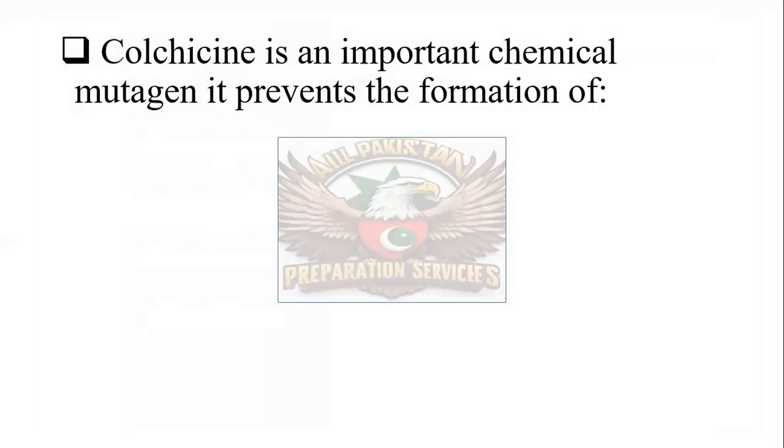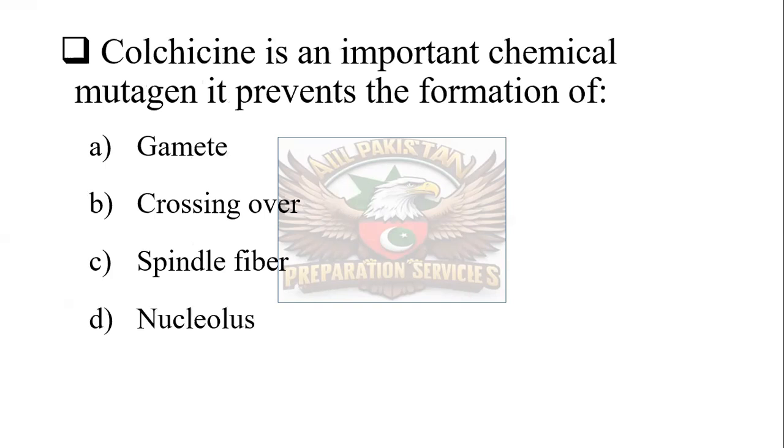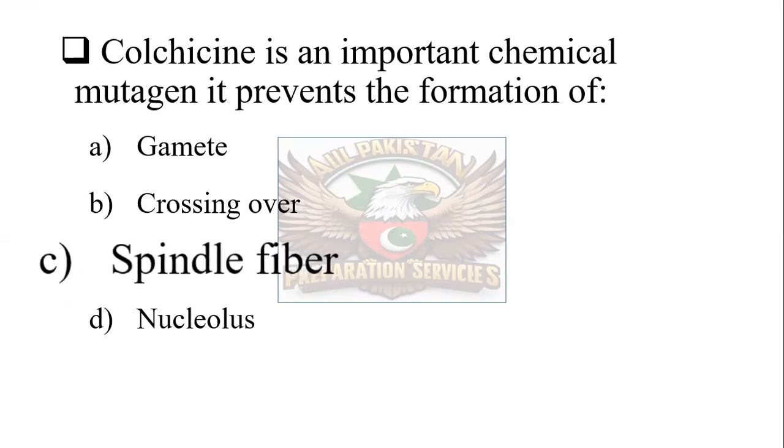Next question: colchicine is an important chemical mutagen. It prevents the formation of gamete, crossing over, spindle fiber, or nucleolus. The correct one is spindle fiber. Colchicine is an important chemical mutagen. It prevents the formation of spindle fibers, which resists the crossing over and other factors during the process of meiosis.